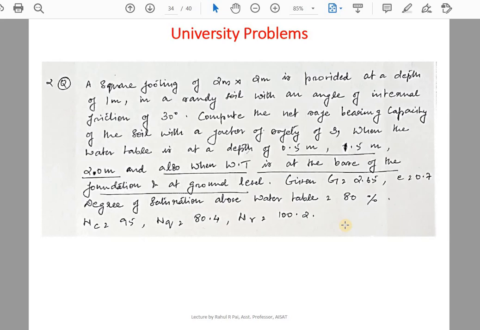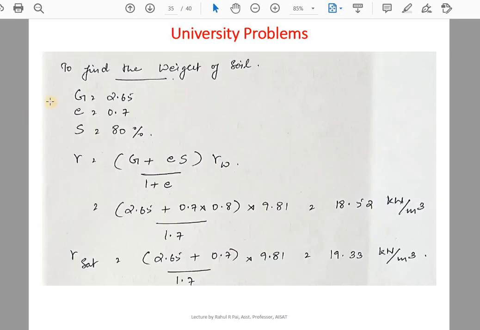Okay, so here the problem is you are given the G, E as well as the degree of saturation. So how to find the weight? You have already studied this in the previous semester in GT1, how to find the weight of the soil when you are given the G, E and S. So the bulk unit weight is given by the equation (G plus ES) by (1 plus E) into gamma W.